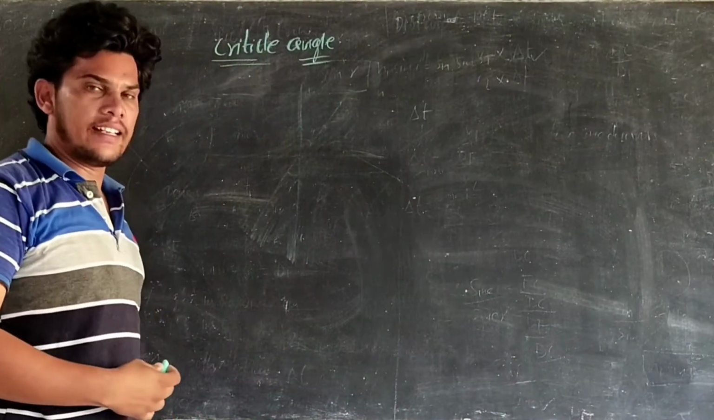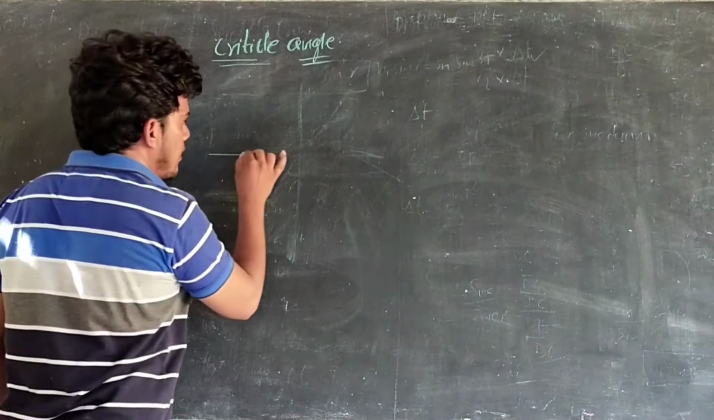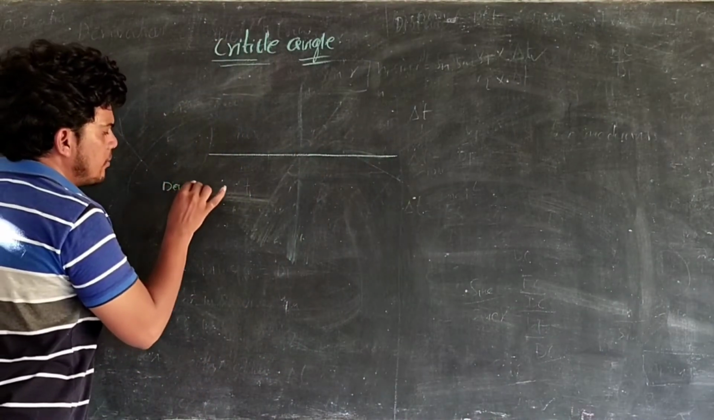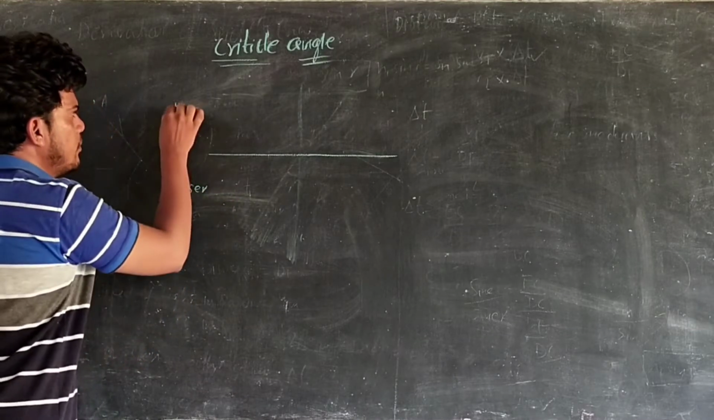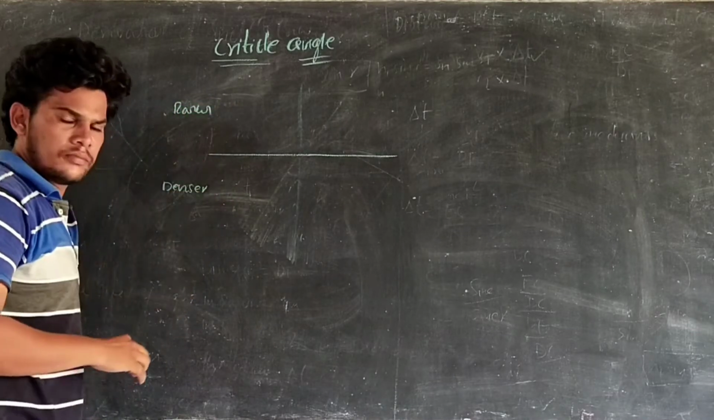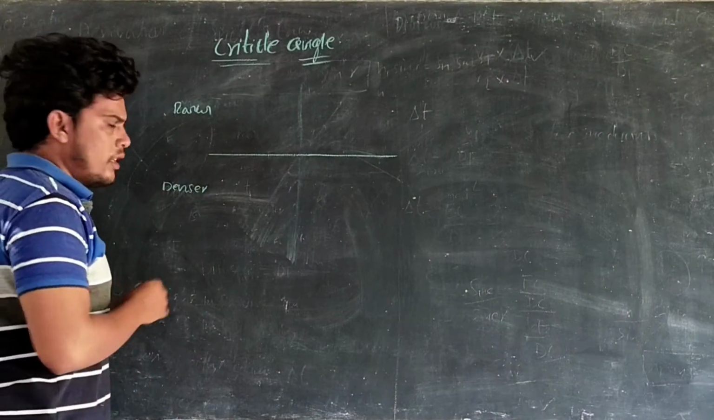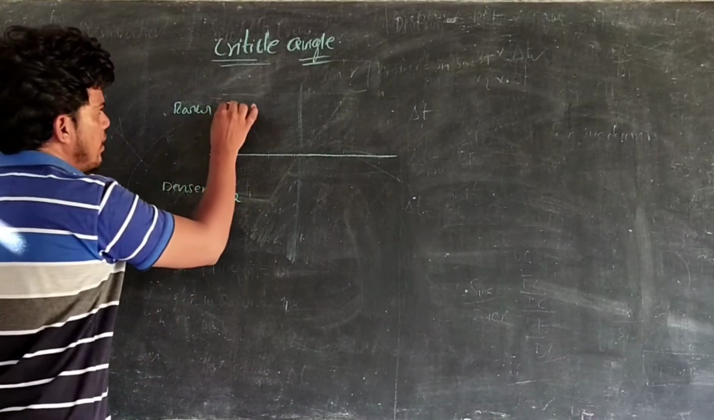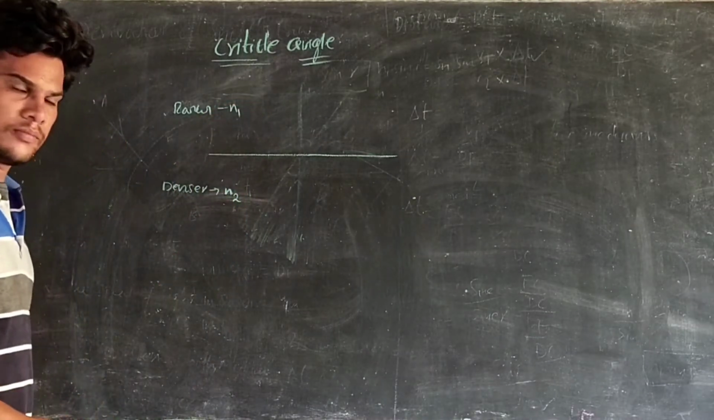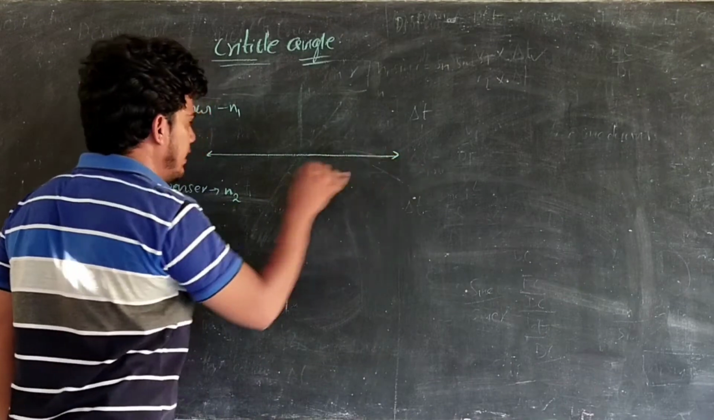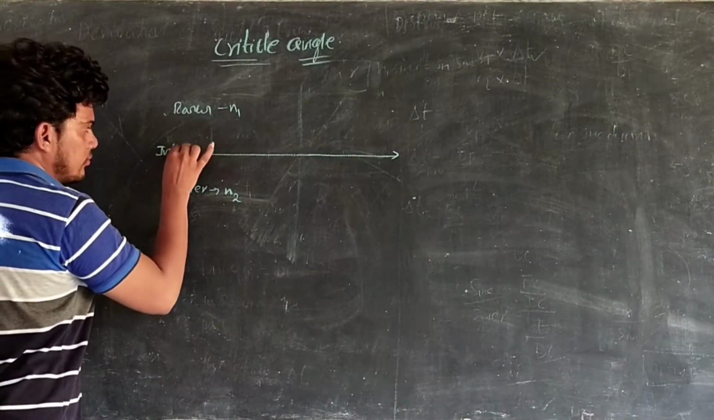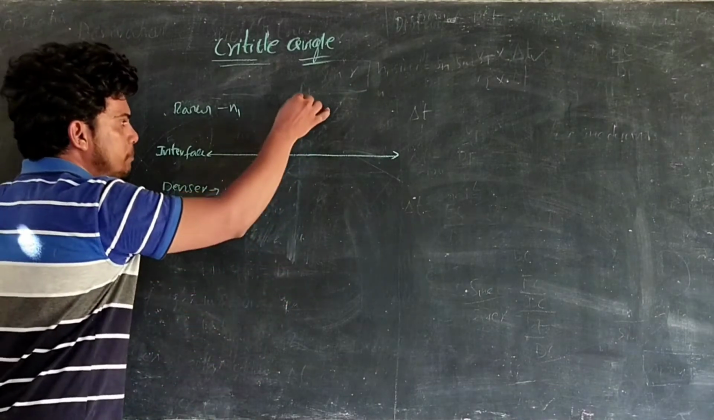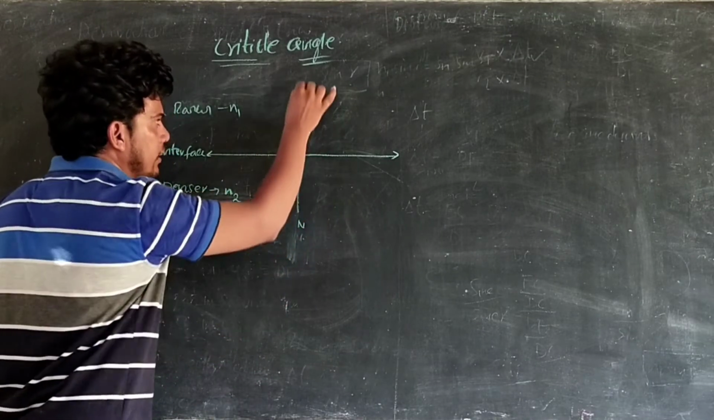To understand critical angle, just imagine there are two mediums. This medium is a denser medium. This medium is a rarer medium. So the denser medium refractive index is N2 and the rarer medium refractive index is N1. Then it acts as an interface. This perpendicular line is a normal line.